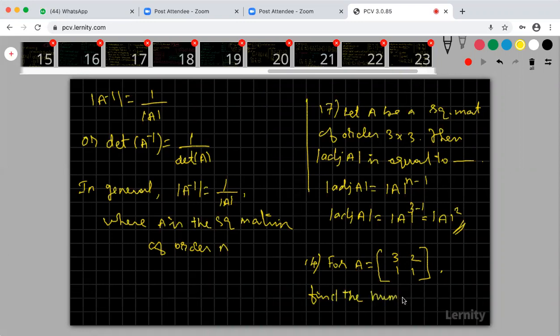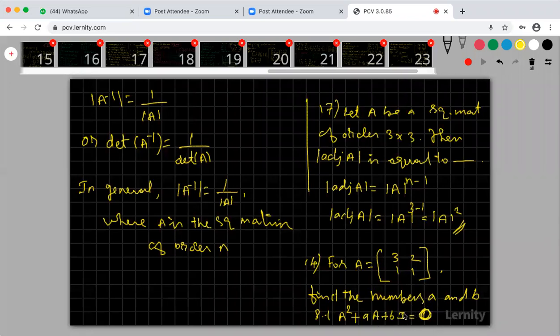Find the numbers a and b such that A squared plus aA plus bI equals the zero matrix. That zero is the zero matrix, capital O, not zero, it is capital O. If this is given, A squared plus aA plus bI is equal to 0, and A is given.